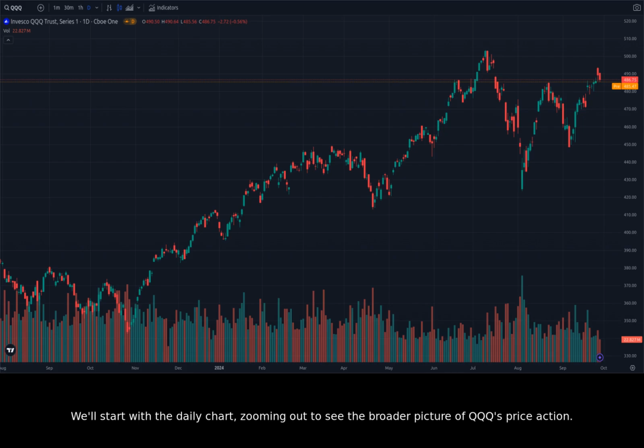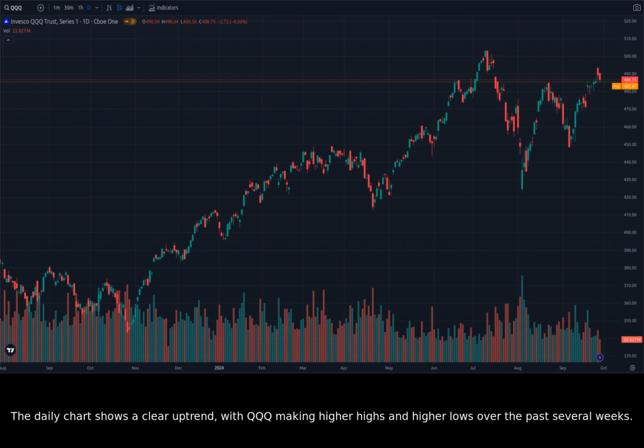Let's look at the chart data to see what it tells us about the QQQ's current trajectory and future prospects. We'll start with the daily chart, zooming out to see the broader picture of QQQ's price action. The daily chart shows a clear uptrend, with QQQ making higher highs and higher lows over the past several weeks. The recent pullback can be interpreted as a healthy correction, as the price found support at a key level.